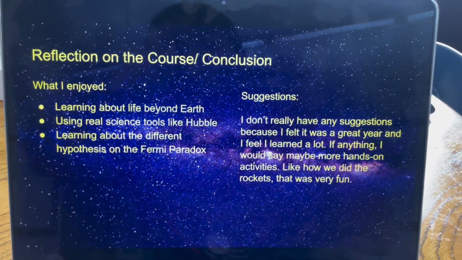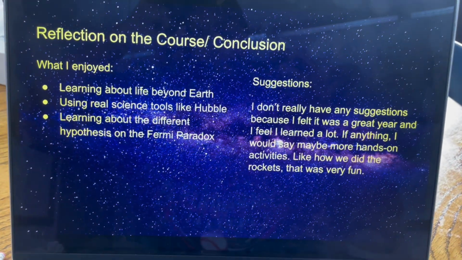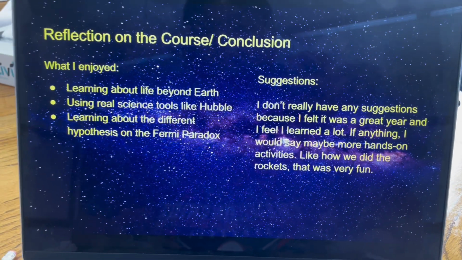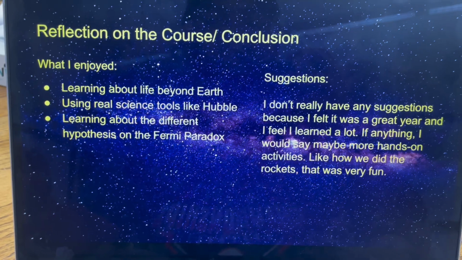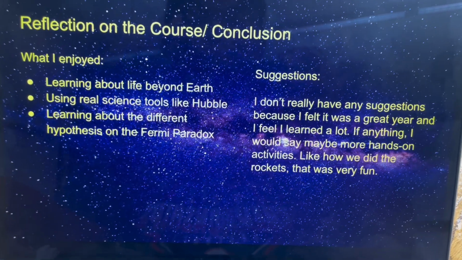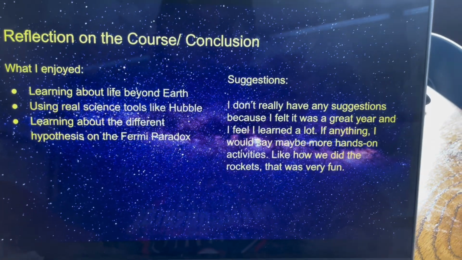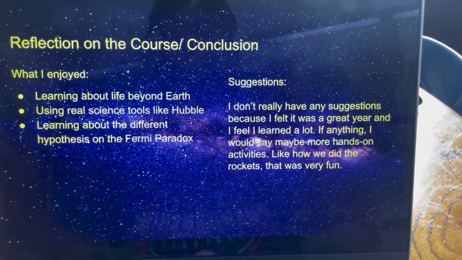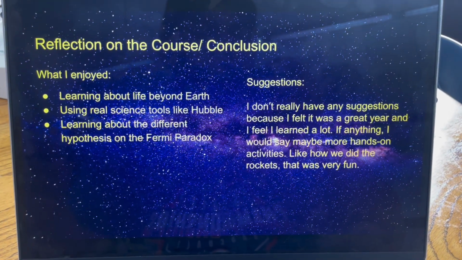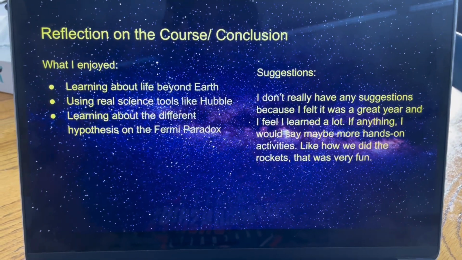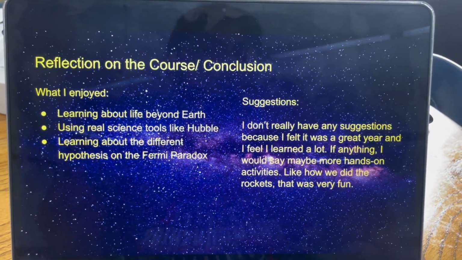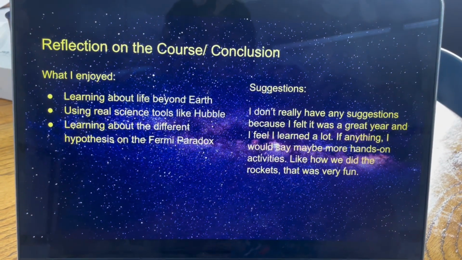So the reflection on the course and my conclusion. One of the main things I enjoyed throughout this year was learning about life that was beyond the Earth, and the ability to use real science tools like the Hubble, as I mentioned prior. The other two topics I chose were my more favorite topics learned, which are the Fermi paradox and the Drake equation. And I felt this year was great. I feel like you did a great job teaching us, and I have a way better understanding of astronomy, and it's actually grown my interest in astronomy after this class.